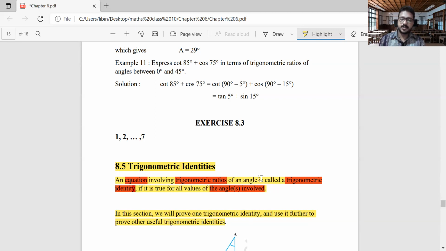Write at least 5 or 6 times each identity to make it thorough. That's the only way. Only by writing or practicing will you remember all this. Okay, let us see.